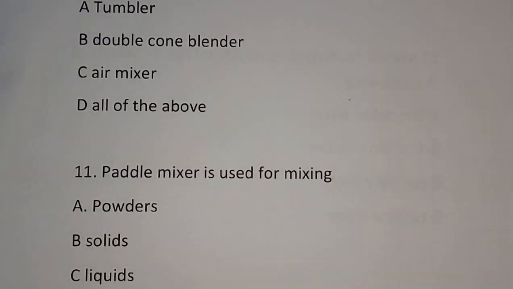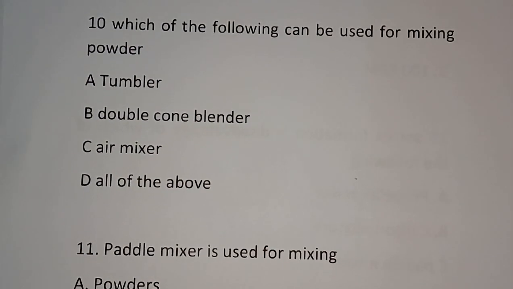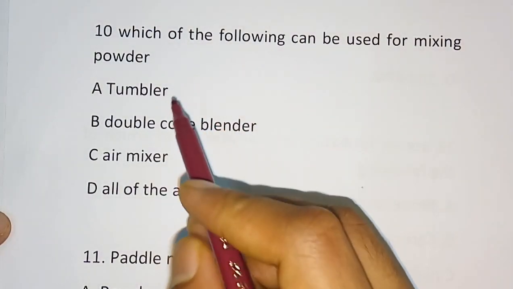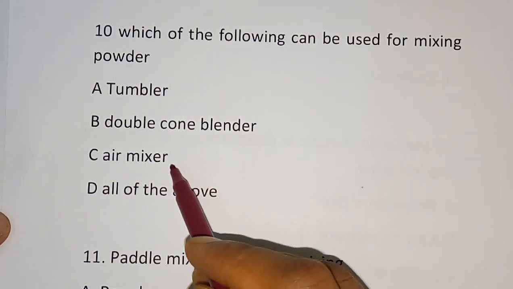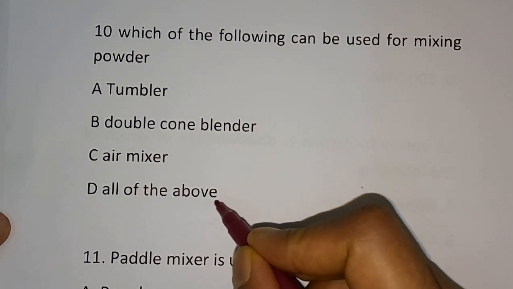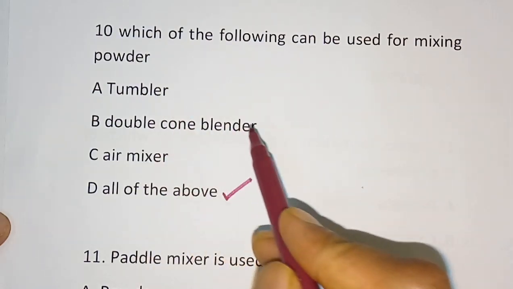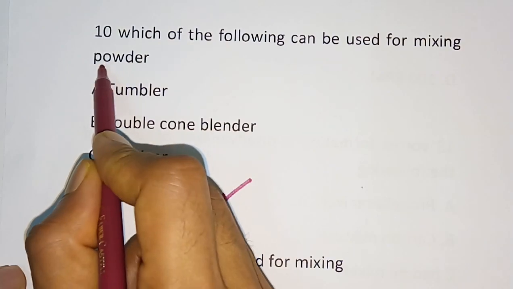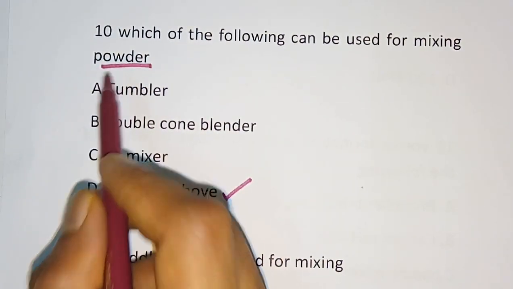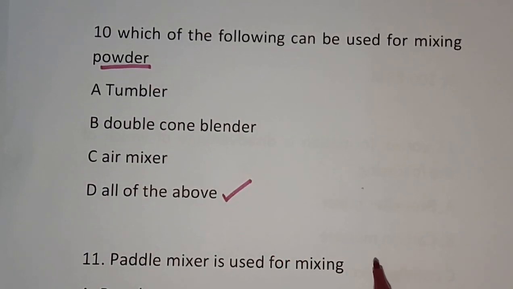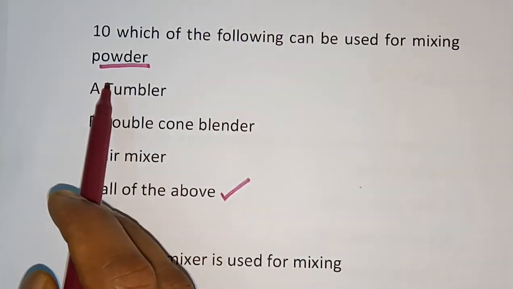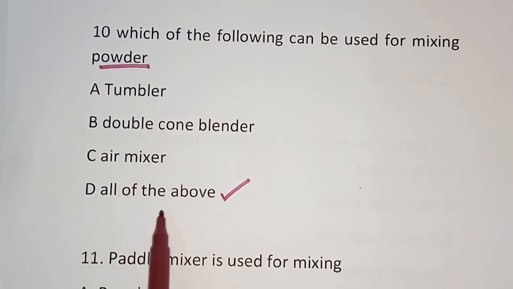Question number 10. Which of the following can be used for mixing powders? Tumbler, double cone blender, air mixer, all of the above. The correct answer is all of the above. Tumbler, double cone blender, air mixer, all can be used for the mixing of powders. You have to note that there are different types of mixing. We are studying different types of mixing. The question was based on powders, so we go for all of the above.